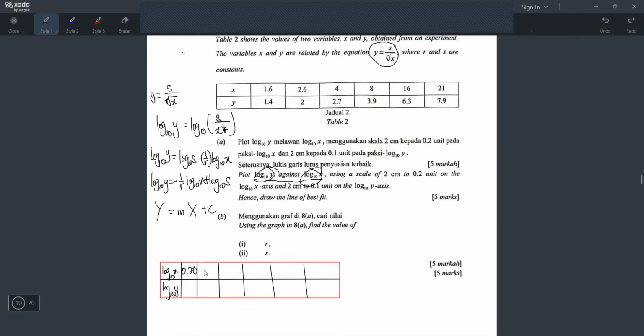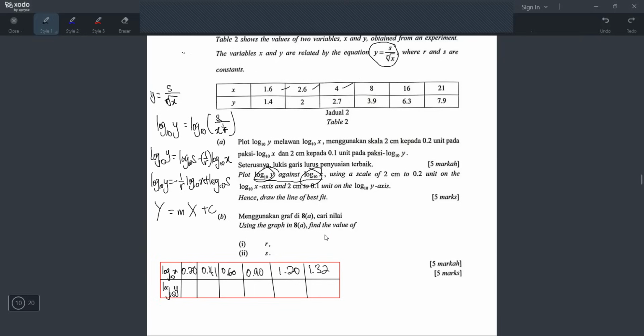Okay, 0.41. Let's go again. Siap. Log 4, base 10. Okay, the calculator gives me 0.60. Just put it in. And then the next one, I think I'll just do it fast. So this one is 0.90. This one is 1.20. This one is 1.32.